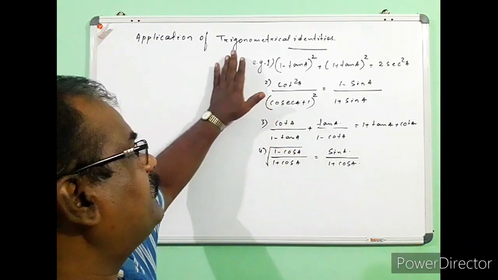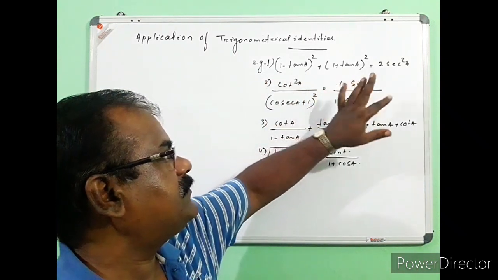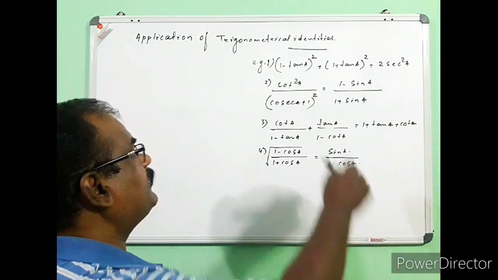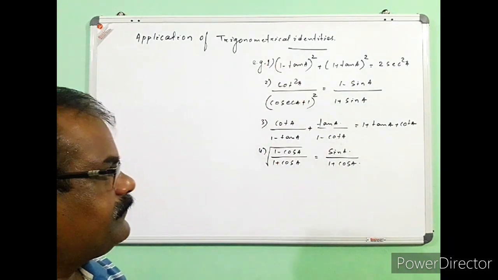Here I have taken some examples, like (1 minus tan A) whole square plus (1 plus tan A) whole square is equal to 2 sec square A, that we have to prove. I have selected four different types of examples.